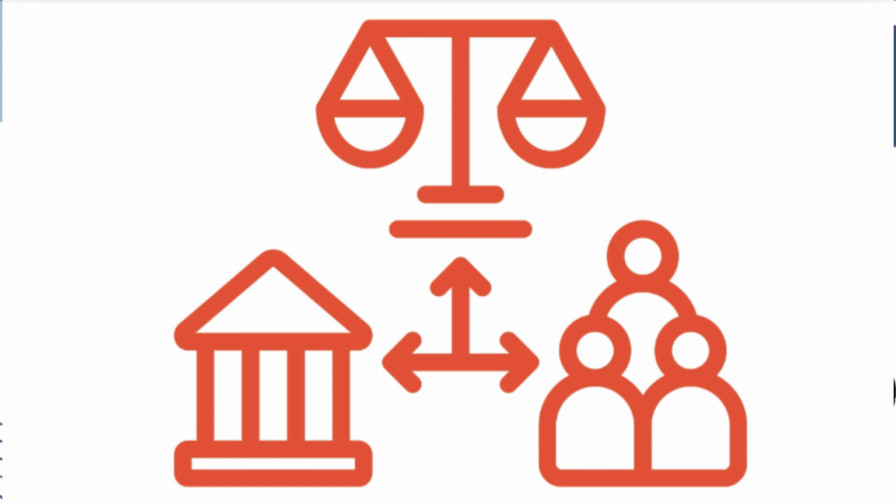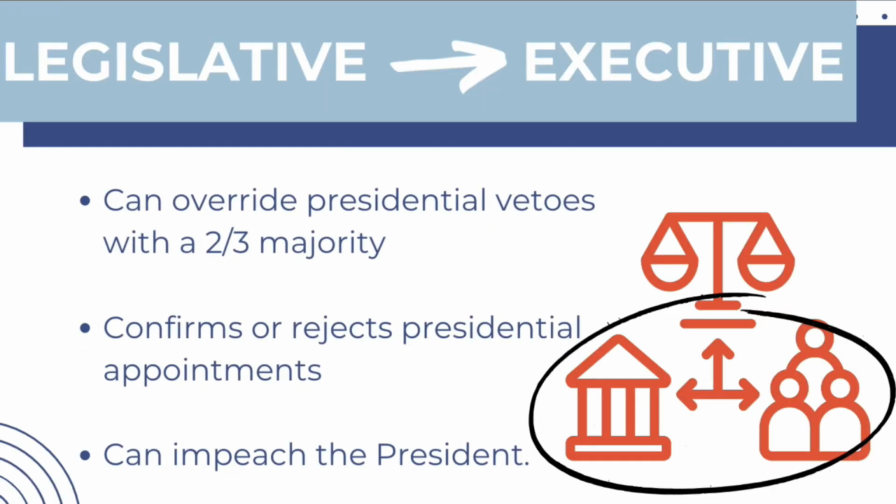Now, as we know, there's separation of powers. So each branch takes a look at and keeps an eye on the other branch, beginning with the legislative branch checking in over the executive branch. The legislative branch can override presidential vetoes with a 2/3 majority vote.